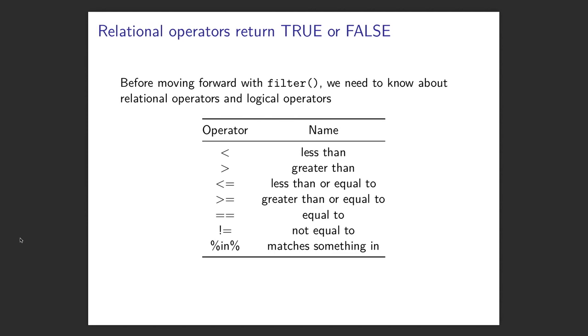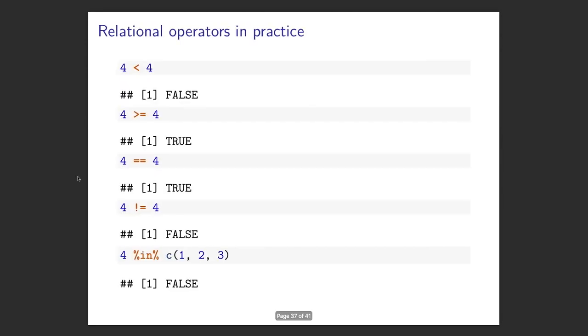To determine our match, we use relational operators. Relational operators return true or false, and they test a relation. So for example, we can use greater than or less than. We could say, is it equal to something? Or is it not equal to something? Or does it match something in a group? So here's an example of each of those operations.